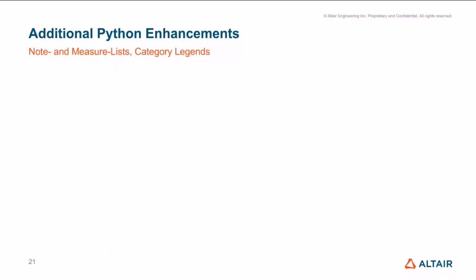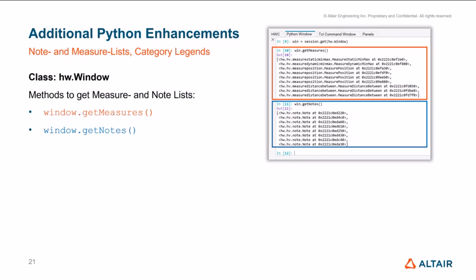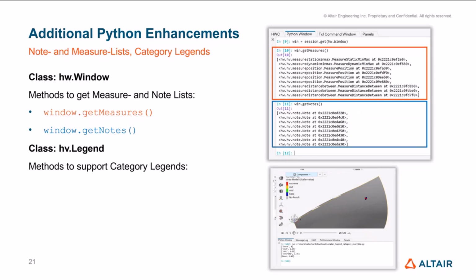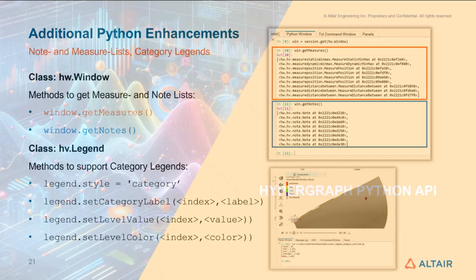Additional Python features here are node and measure lists. So here, if I'm on the animation, I want to get a list of the measures and all the different types. It could be tedious, but with the get now, you just click it. Also the same for nodes. The syntax is get measures, get nodes on the window object. In addition, we support now the HyperView legend of type category. So we can set the style to category and then set the category label, etc., and the values and level color. So that was it for HyperView.